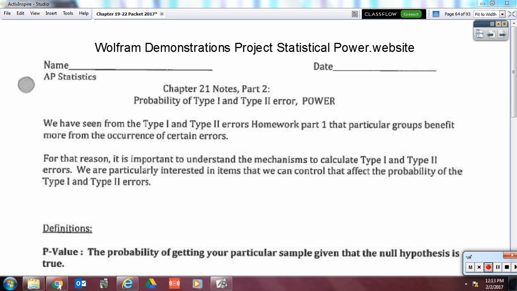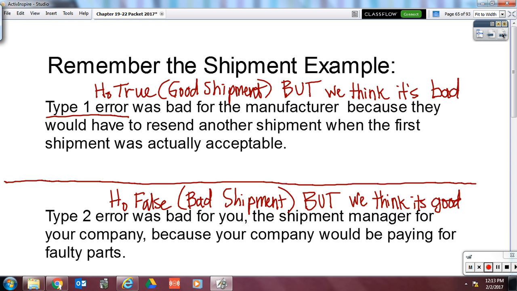Yesterday we learned the basic definitions for the Chapter 21 Type 1 and Type 2 error. Today we're going to start talking about some deeper thoughts about those errors. I want to first think about a problem that we had yesterday, and you don't have this in your notes. Let's remember that shipment problem where you're the person who stands on the dock and decide to accept the shipment or reject it and send it back to the manufacturer.